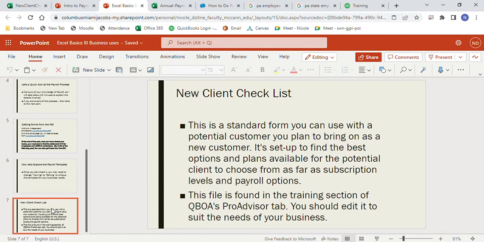The file is found in the training section of the QBOA Pro Advisors tab. You should edit it, as I said with the other one, to suit the needs of your business. And I'll show you how I edited it a little. Not really, you don't get to see my whole thing, but I'll show you a little of what I did to it. Now, first I wanted to make sure that you understand, because I did a video on it and explained what it was, and I saw a lot of comments asking where is it? I can't find it. So let me make sure you can find it.